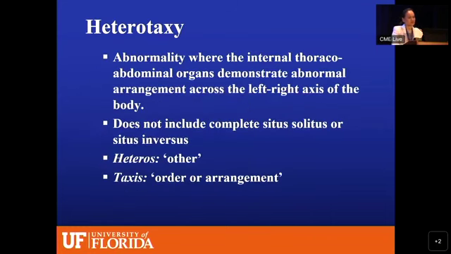So as you know, heterotaxy is an abnormality where the internal thoracoabdominal organs demonstrate an abnormal arrangement across the left-right axis of the body. Again, outside, we are very mirror imaged. If you divide the outside of your body, you are very symmetrical. Inside your body, you have this normal asymmetry. Heterotaxy does not include complete situs solitus or complete situs inversus. It comes from the word heteros, I think Greek for other, and taxis, or order, arrangement. So it's other order arrangement.